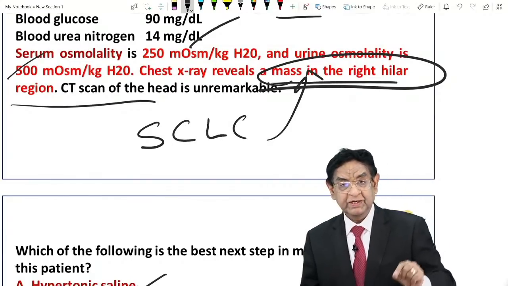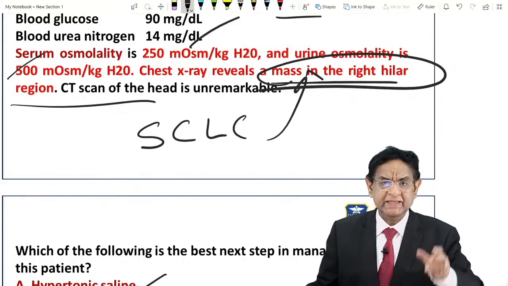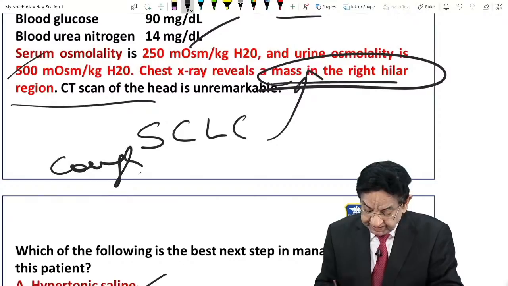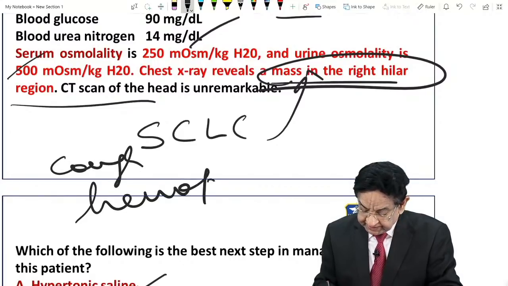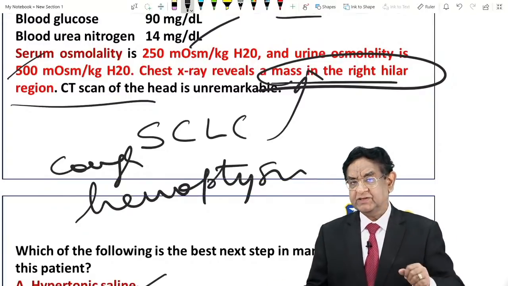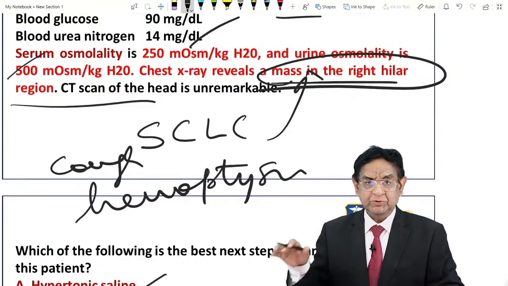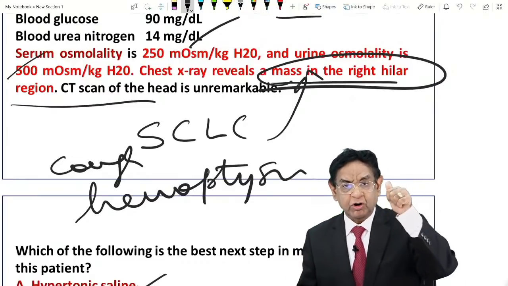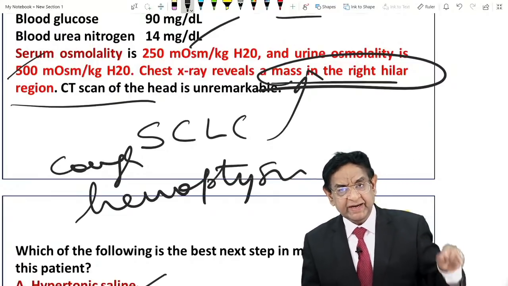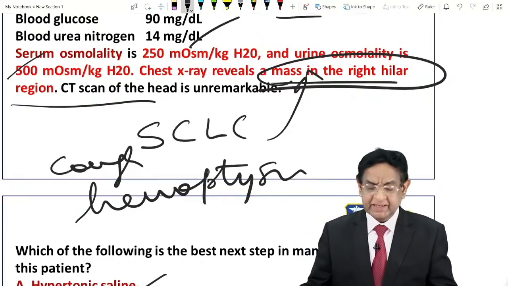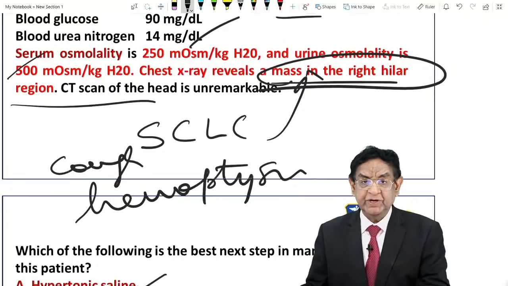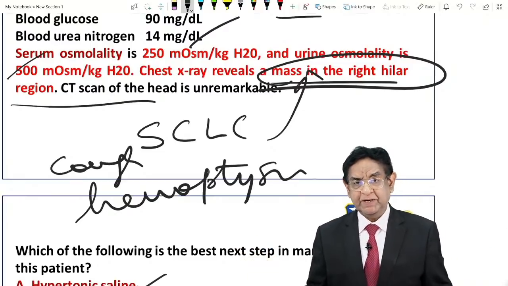I told you, whenever you get such a chest X-ray, and the question can be asked this way also: the patient has cough, hemoptysis, and he is a case of lung cancer. So this question gives you the cause, small cell lung cancer. The clinical finding is confusion. The lab finding is low sodium, reduced serum osmolality and increased urine osmolality, and treatment is hypertonic saline.